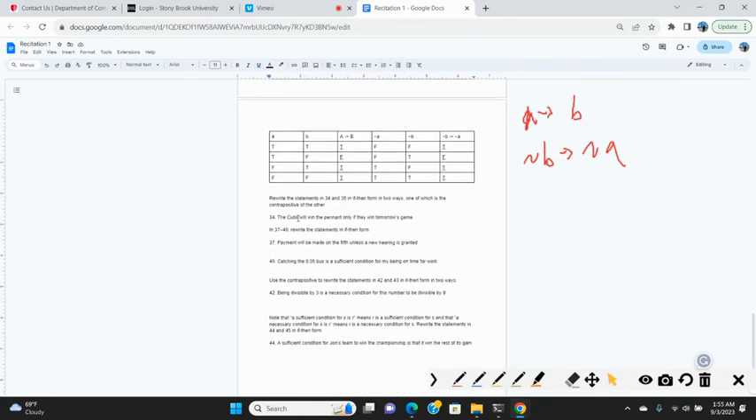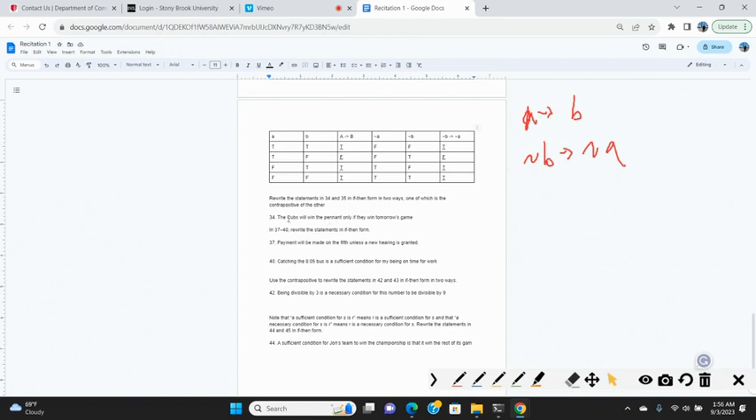Anyways, so now we move on into how we can apply contrapositive to, say, natural language statements. And so let's directly jump in. For this problem, we have: rewrite the statements in 34 and 35 in if-then forms in two ways, one of which is a contrapositive of the other. So basically, what we have to do is translate the sentence into either a contrapositive form or the regular if-then form, and then write the other one from our interpretation of that.